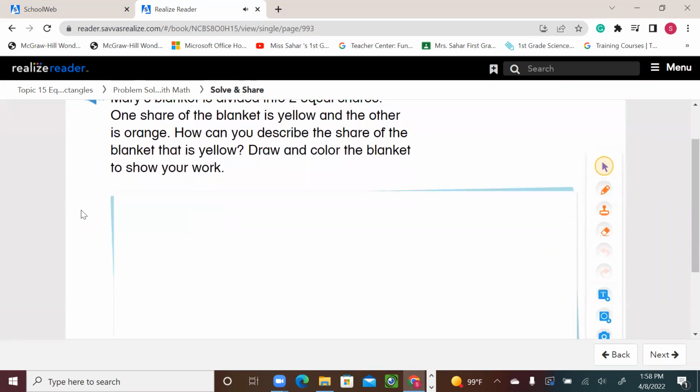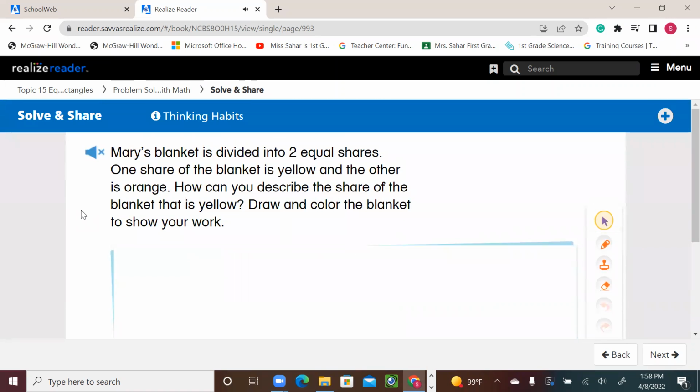Mary's blanket is divided into 2 equal shares. One share of the blanket is yellow and the other is orange. How can you describe the share of the blanket that is yellow? Draw and color the blanket to show your work.